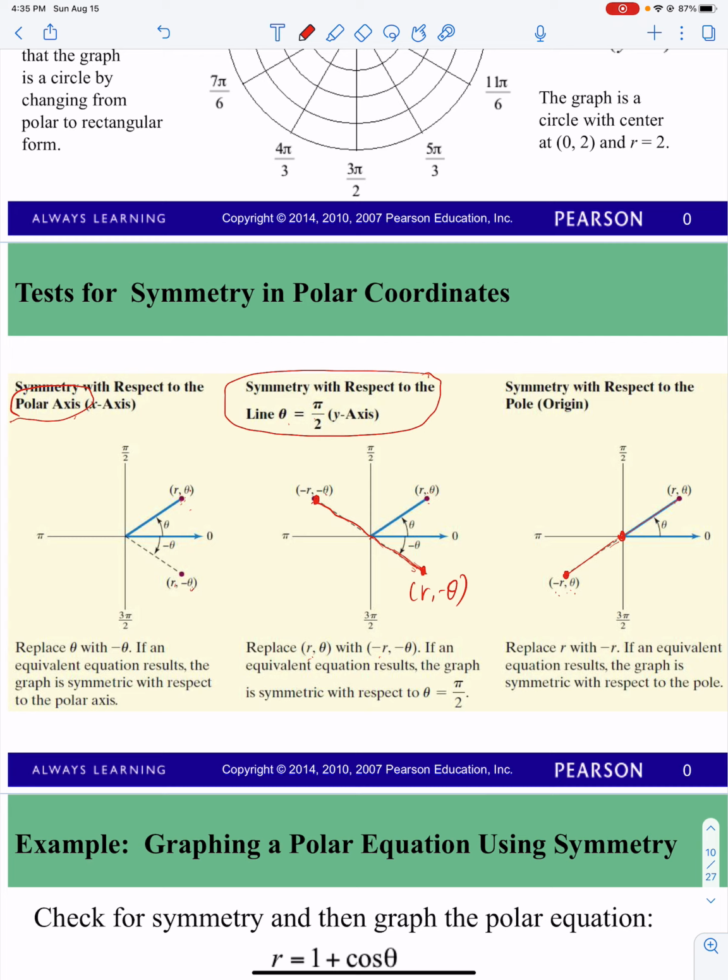So if it's symmetric with respect to theta equal to pi over 2, your (r, theta) becomes negative r, negative theta. If only r changes to negative r, that is symmetry with respect to the pole. If theta changes to negative theta only, that is symmetry with respect to the polar axis.